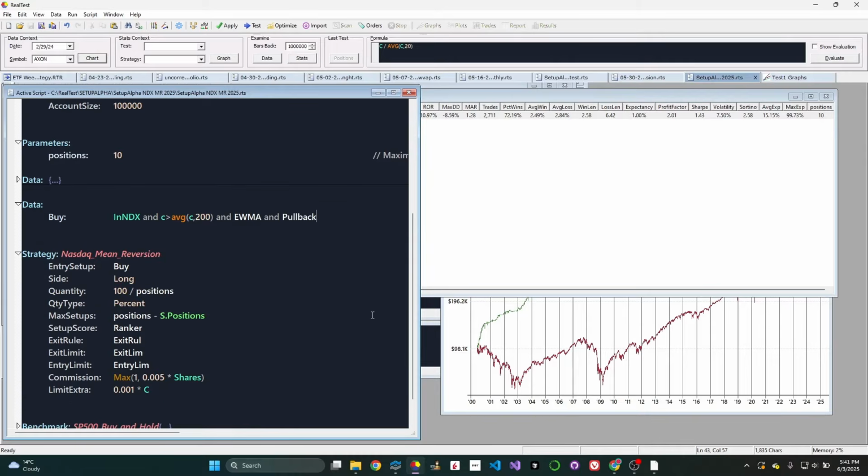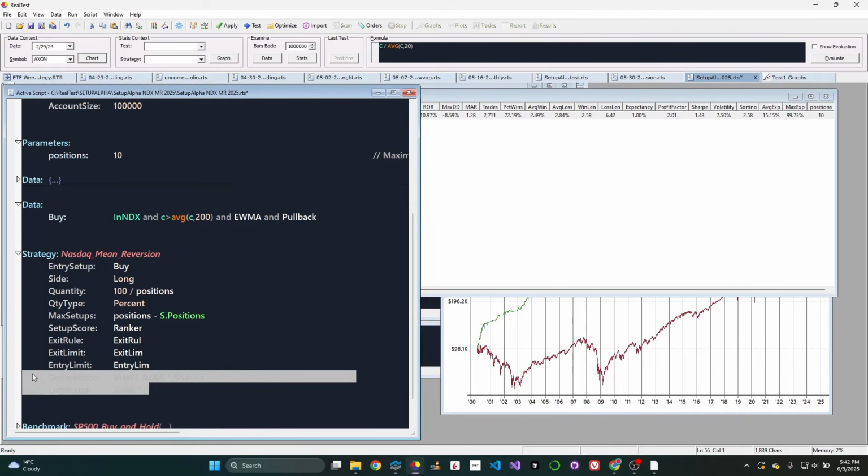Rules are very robust. First, we need stocks from the Nasdaq universe. Then we need an uptrend, a volatility forecast rule, and a pullback. We are using a limit entry and a limit exit rule. And to make sure it's tradable in real-world conditions, we added Interactive Brokers' commissions and a limit extra buffer. Because in real life, you are not always getting filled where you wanted.